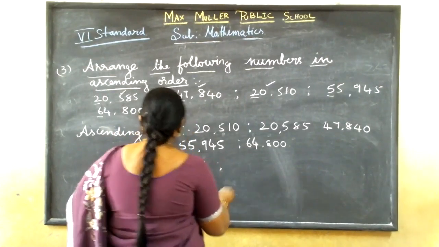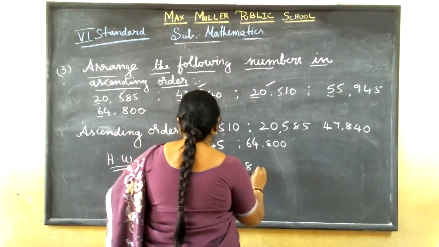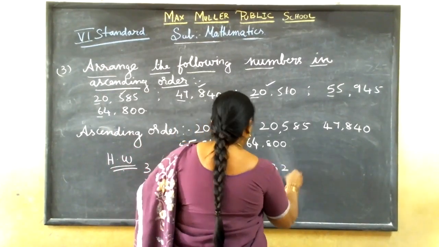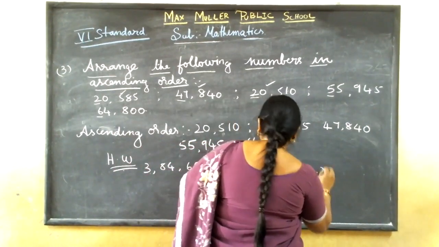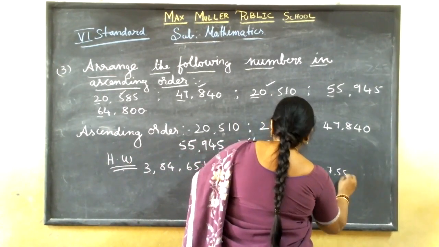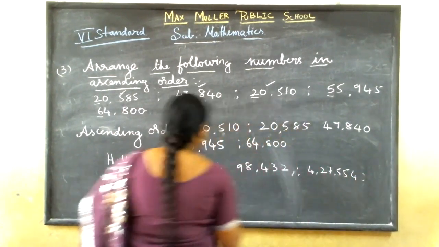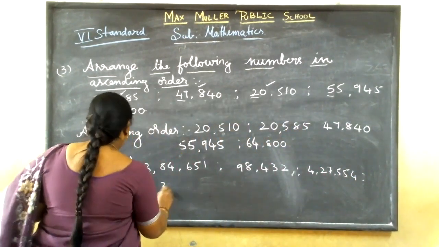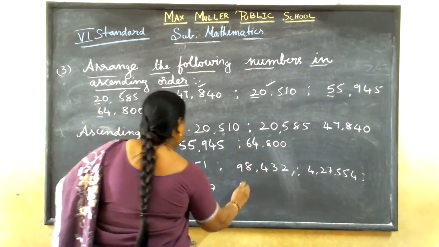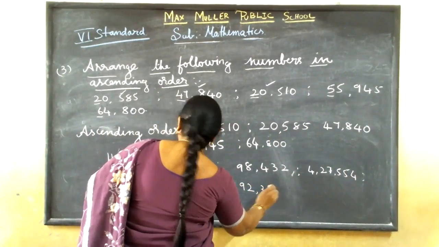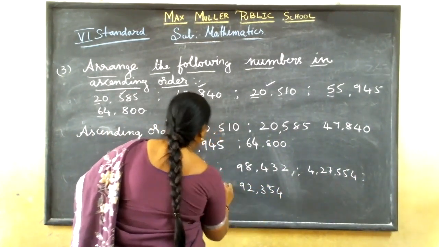3,84,651, then 98,432, sorry, 4,27,554, then 3,21,157, 92,354. Just I'll explain how to do this.